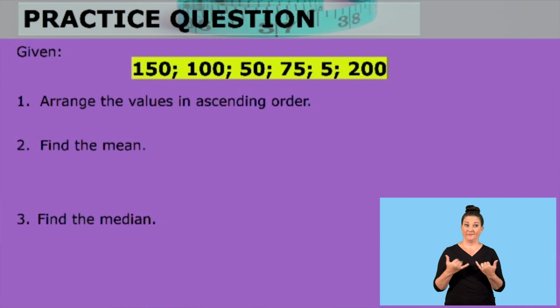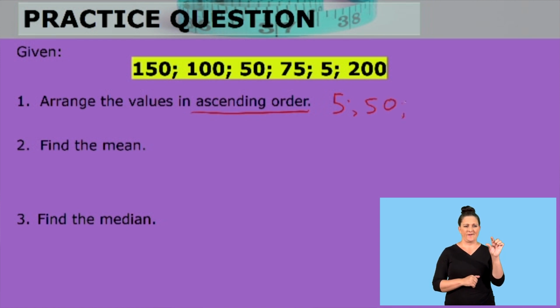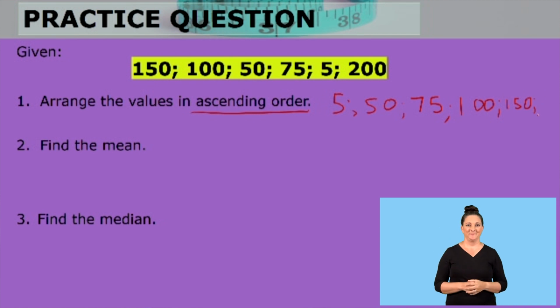All right, let's look at some questions. Given the following set of numbers, arrange the values in ascending order. Again, to ascend is to go upwards. So we start with the smallest value, and the smallest value here is 5. So 5, then we get 50, 75, 100, 150. Oh, and let's make it here 200. All right, there you go.